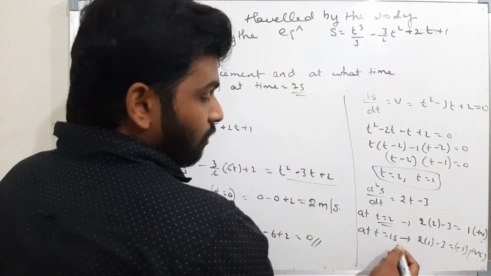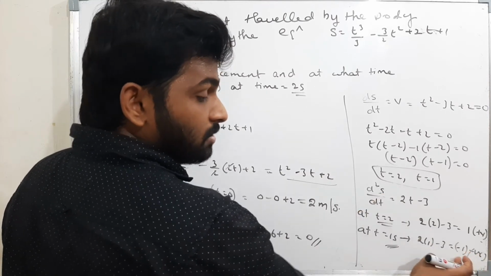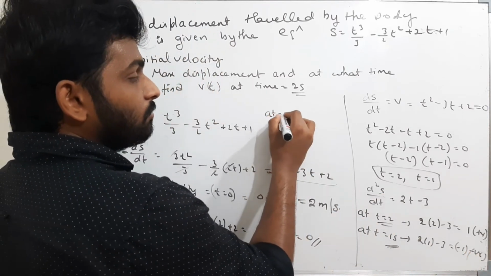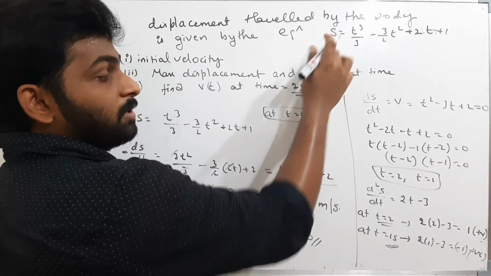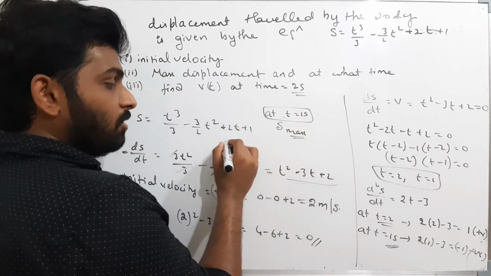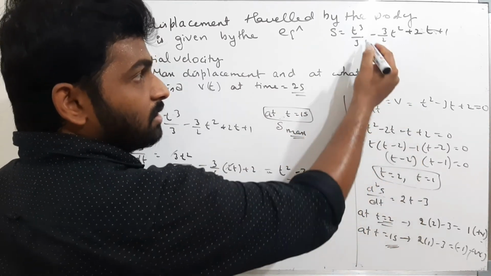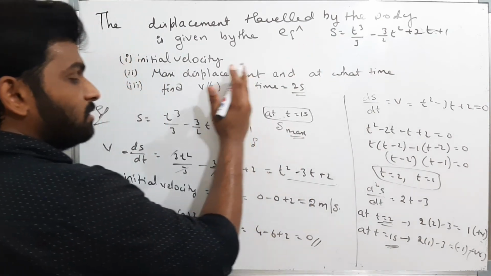Therefore, at time t equal to 1 second, I am getting double differentiation of the equation as negative. That means at time t equal to 1 second, the displacement s is maximum. And at time t equal to 2 seconds, the s is minimum. Therefore, find the maximum value. How much? S max is equal to how much?